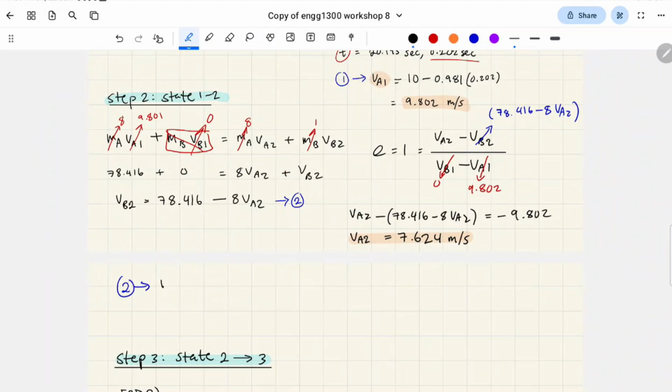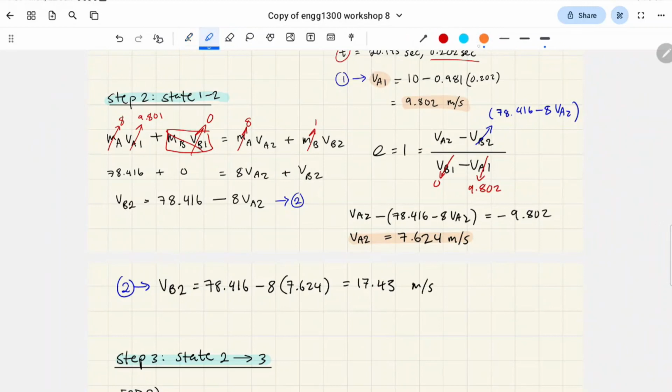Using equation 2, we find that VB2 is this. Right. So that's the velocity of box B. The question didn't actually ask for VA2, so you could have done it the other way around where you made an expression in terms of VB2 and plugged it in that way, but yeah, I just did an extra step pretty much.